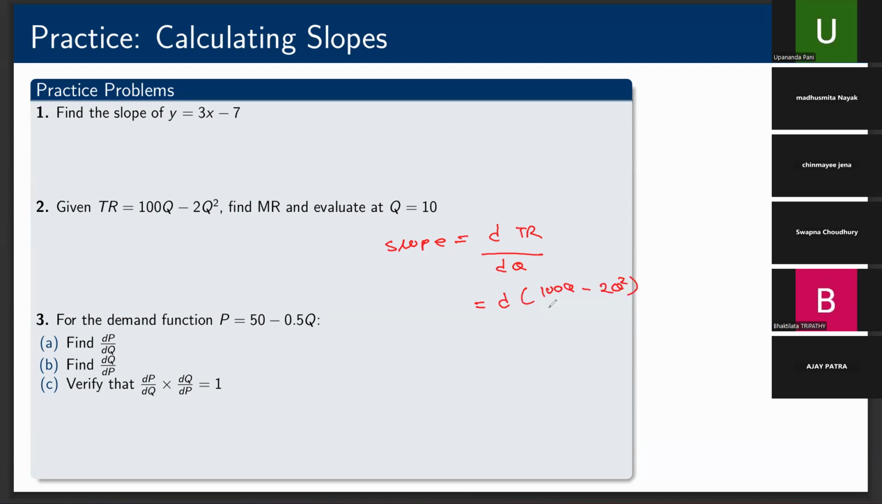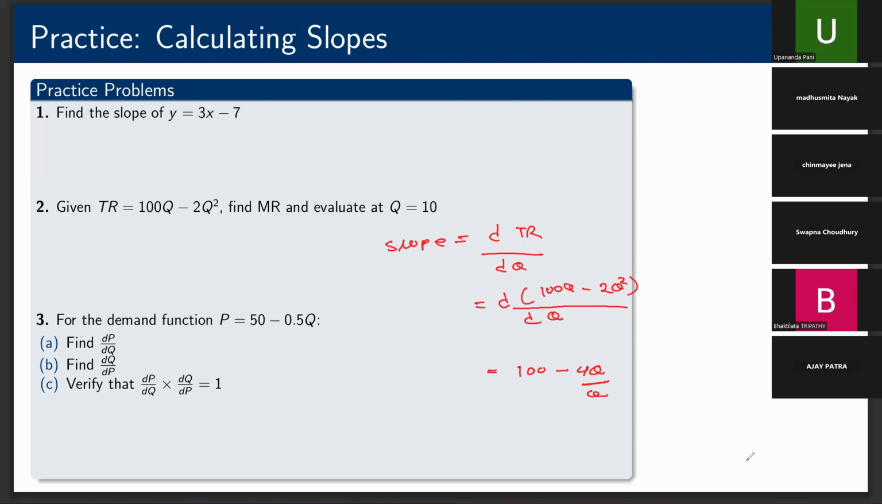Look, this is not a linear function. The slope will not be constant. Its value will differ, so its value depends on at what value of Q we are calculating. The derivative will be 100 minus 4Q. If I did not specify the value of Q, I cannot say what the value of slope is. If I say Q equal to 10, I can calculate slope equal to 60. If I say Q equal to 20, slope equals 100 minus 80 equal to 20.